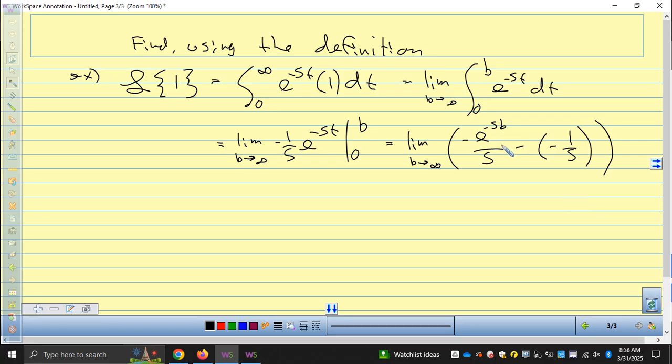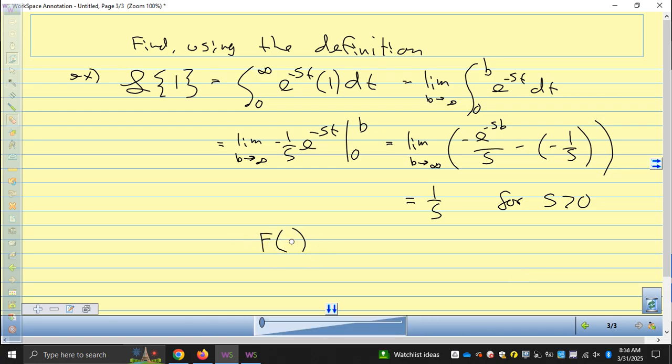Well, this first limit, if s is positive, is 0 because we have this e to the minus sb in the denominator. So we end up with 1 over s for s greater than 0. If s is less than 0, the integral diverges and the Laplace transform doesn't exist. So this says that the Laplace transform of 1 is 1 over s for s greater than 0.